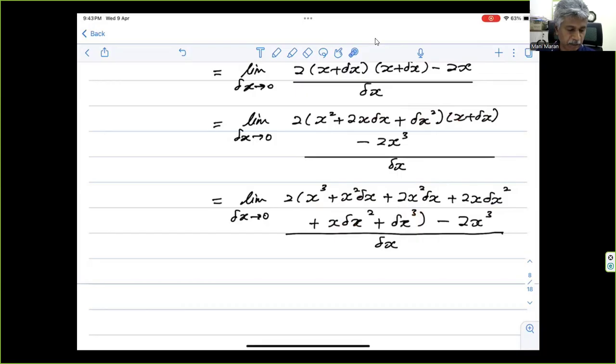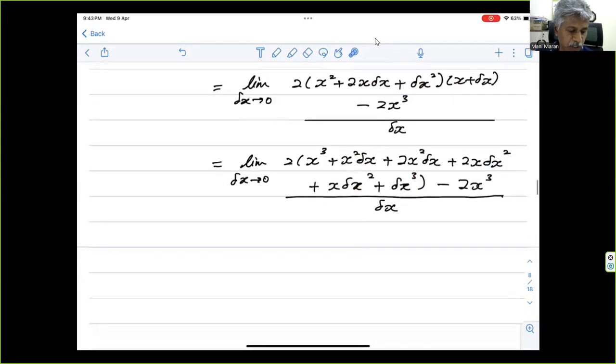Okay. Now next what we're going to do, we are going to multiply the 2 inside. Okay, because you've got a bracket here, multiply inside. But before that, maybe you can simplify a bit first. You've got x squared. Now look here, you've got x squared delta x. And then here you've got 2x squared delta x. So these two can be combined.